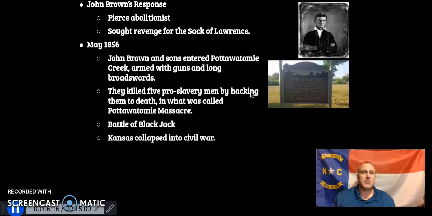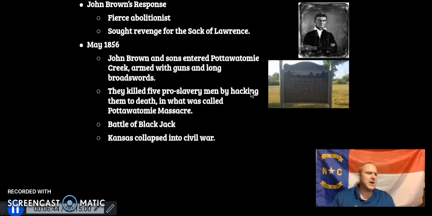So John Brown takes his whole family and moves out to Kansas, and he says, I am going to take care of this on my own. So in May 1856, John Brown and about 6 of his sons enter Potawatomi Creek, which is a little town which has pro-slavery forces living in there. Remember, he's a fierce abolitionist. I'm taking it into my own hands. What he thinks is like an eye for an eye. So here's what he says.